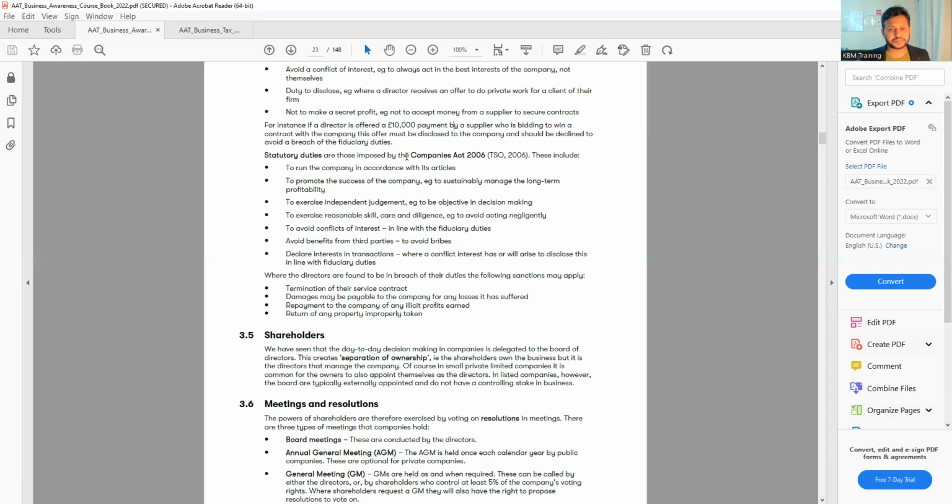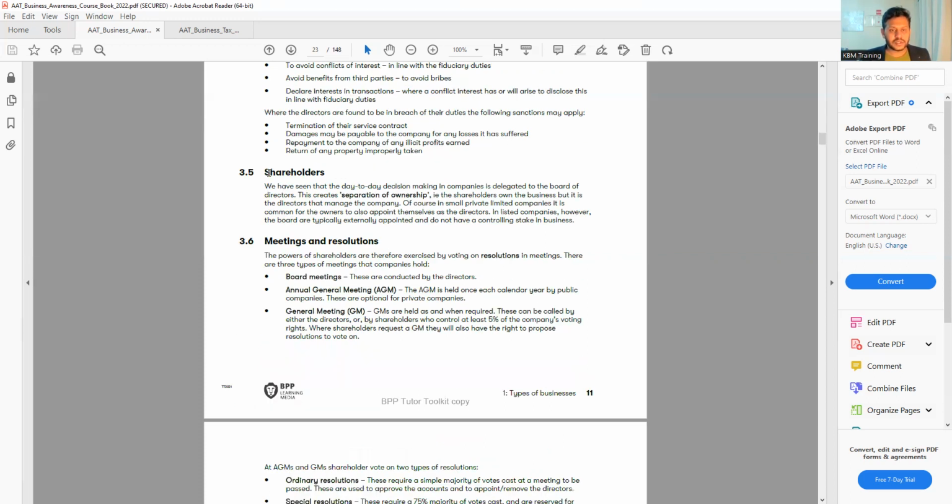and you have to agree with everything to open a limited company. So here it says: run the company in accordance with the articles, promote the success of the company, exercise independent judgment, exercise reasonable skill, avoid conflicts of interest, avoid benefit from a third party, and declare the interest in any transaction that we have discussed.